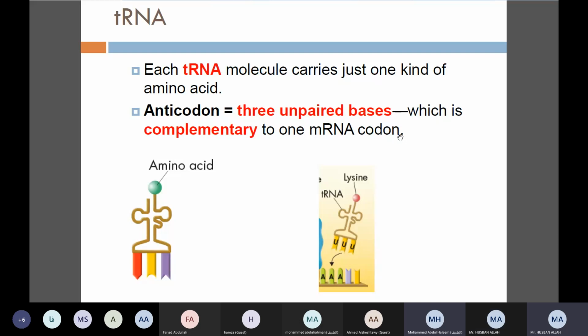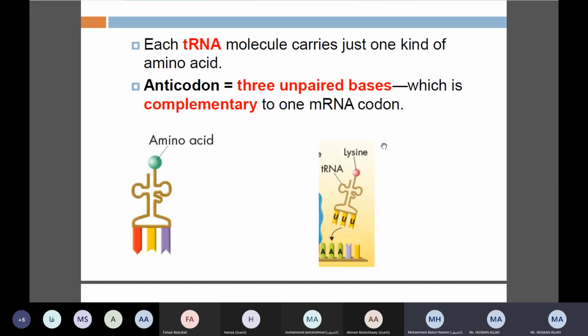The anticodon has 3 unpaired bases, which is complementary to one messenger RNA codon. Now, if you look here, right? One we have codon and another we have anticodon. Codon we have studied, but anticodon we didn't study, right? So the anticodon is opposite to the codon. The 3 unpaired bases, which are not paired, are called the anticodon, which is complementary to one messenger RNA codon.